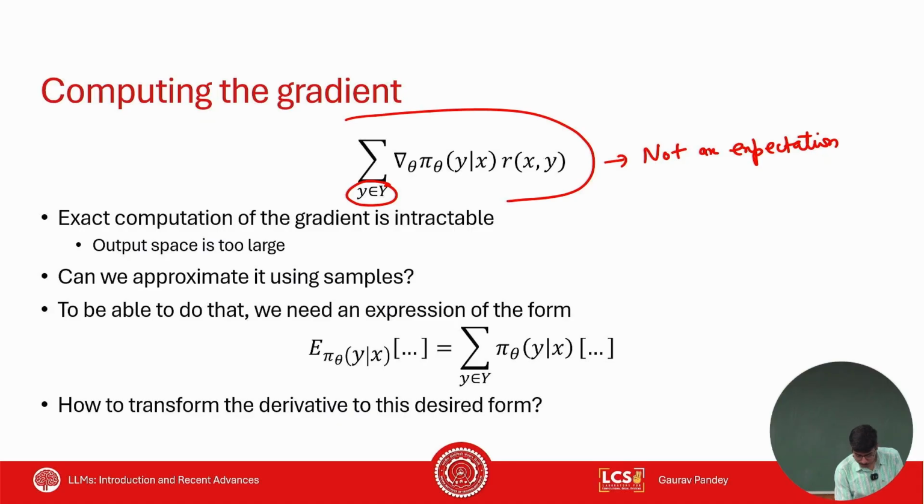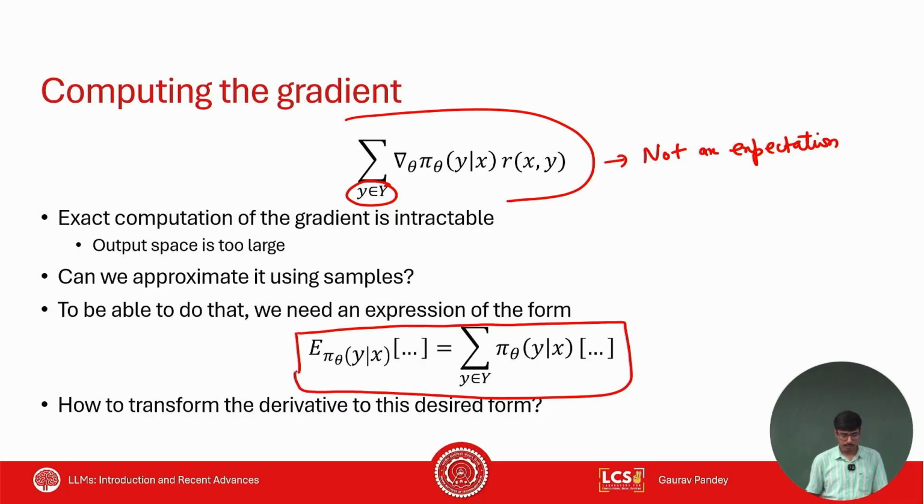So I want it to look like this. This is how I want it to look. So instead of gradient theta pi theta, I want pi theta times something. Does that make sense? So why do we want it to look like an expectation? Yeah, we can approximate an expectation. So that's where the next trick comes from: how do I change this quantity to something like this?